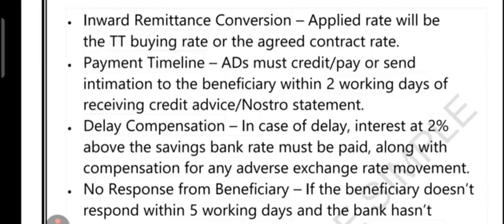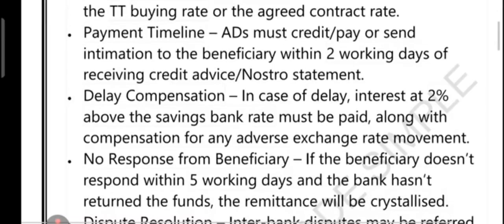Because of the delay beyond these 2 working days, the bank has to pay interest and also cover any loss due to the exchange rate change. Now suppose the beneficiary does not reply within 5 working days and the money has not been returned. The bank will crystallize it, meaning they will convert to INR at the applicable rate. So the beneficiary, whoever has to receive the amount, does not reply within 5 working days, and the money has not been returned. The bank will crystallize it.